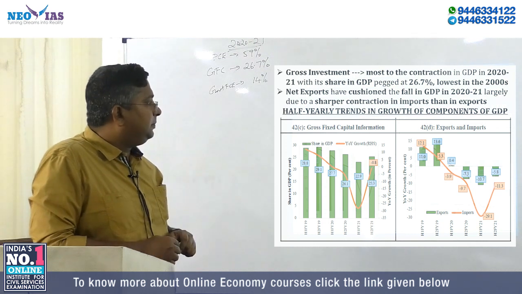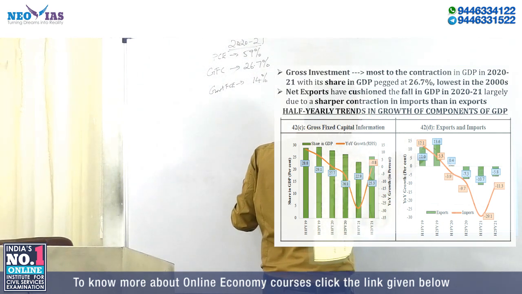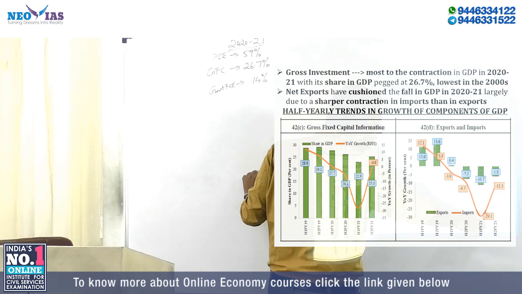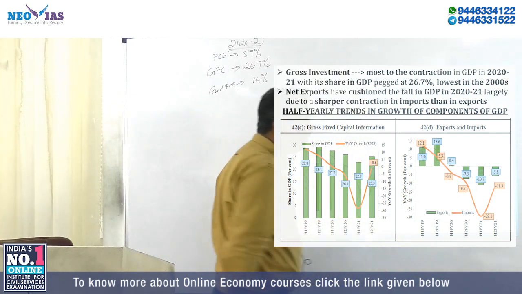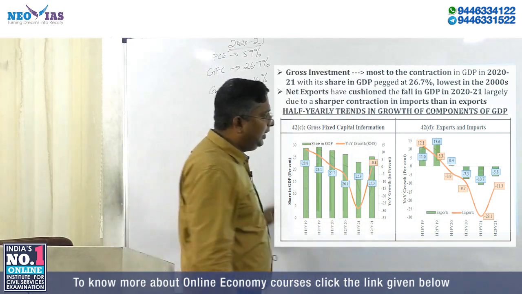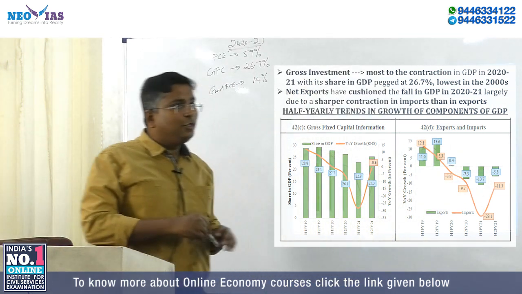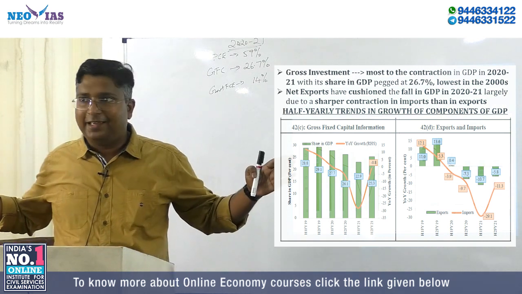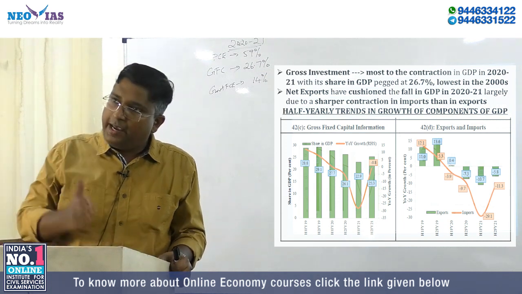And coming to net exports. See the difference between exports and imports. It was positive. Now you can see that in the first half of the financial year, the import growth is negative. Import has fallen by minus 29%. Export is minus 10%. So there is a big difference. Then in the second half, import minus 11.3, export minus 5.8. So see, both export and import have fallen, but the difference has helped in reducing the net exports. You should know what is net export. Net export is export minus import.